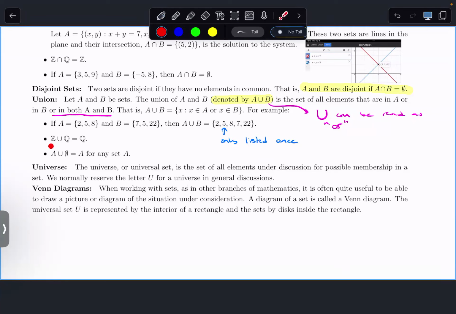What about the set of integers and the set of rational numbers? Or I guess I should say or, right? The integers or the rational numbers, but I can just summarize that as the set of rational numbers. So that's cool.